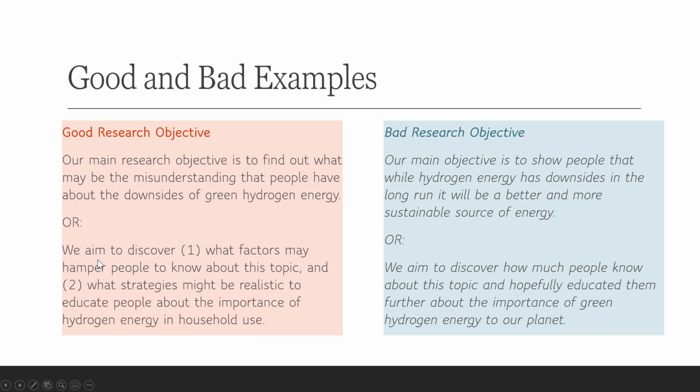Another good example is we aim to first discover what factors may hamper people to understand the topic, and second, what strategies might be realistic to educate people about the importance of hydrogen energy in household use. So I first narrow down the research to household use. And second, I chop the research objective into two parts. First, explore what factors may hamper people to understand this topic. And the second is, after the interview, I will find out what could be the feasible, realistic strategy to let people know more about hydrogen energy.